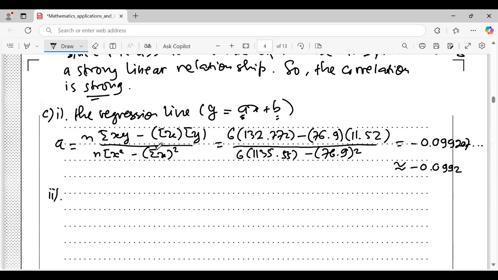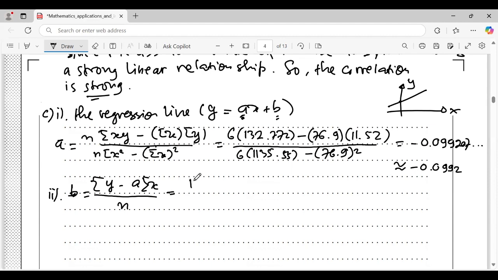Next, B. B is the y-intercept. If you create a graph like this, usually if this is y, this is the x-axis, and there is a straight line, this coordinate point is the value of B. And the B formula is sigma y minus A sigma x, over n.